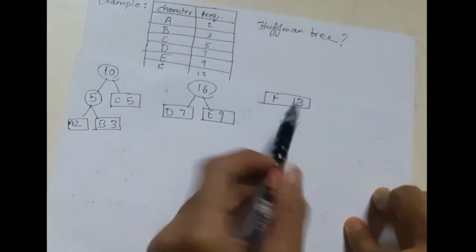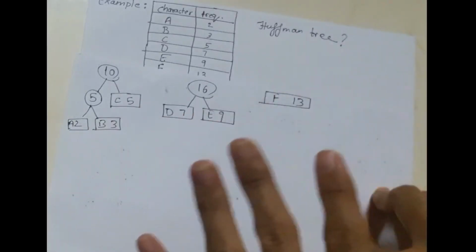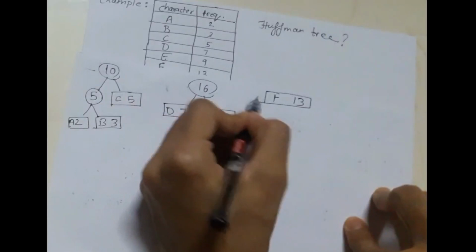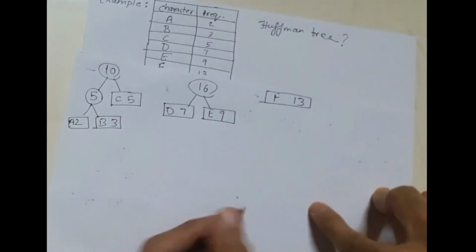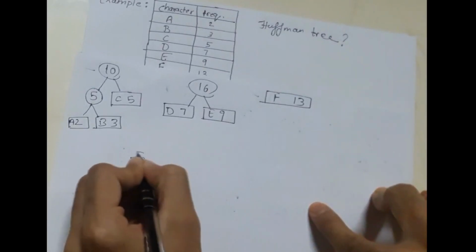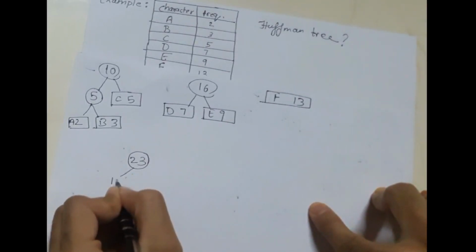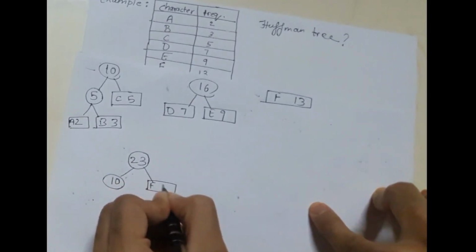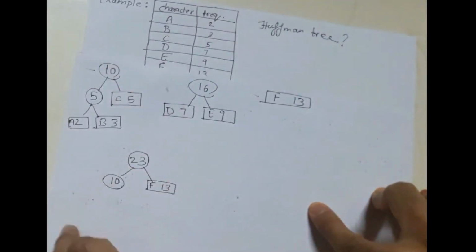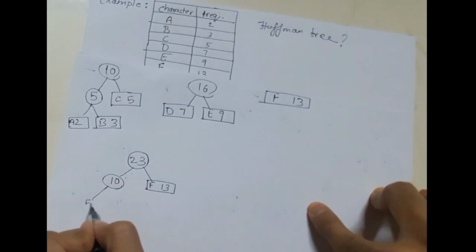Now again, out of these 3 we have to select 2 characters with the least frequency. So 10 and 13 have the least, so we'll merge them. 10 plus 13 is 23. So here 23, 10, and this subtree will be as it is.